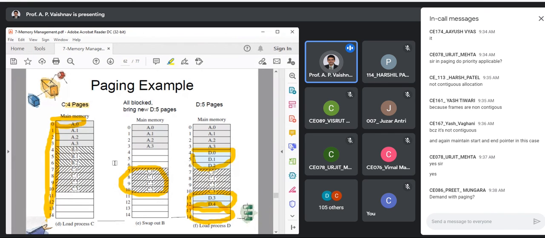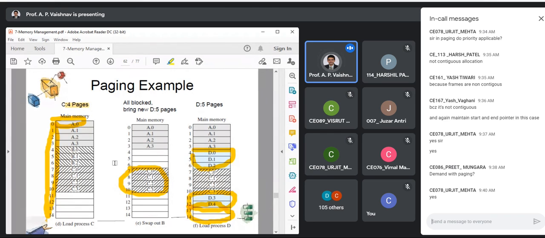The replacement algorithm decides based on a criteria, like you have studied scheduling algorithms: first in first out, round robin, and all those. Every method has a criteria. Similarly, there are 4 to 5 replacement algorithms which we are going to see. Every algorithm has a criteria, and based on that criteria, it decides which process to swap out. Is that fine, Urjit? Yes.